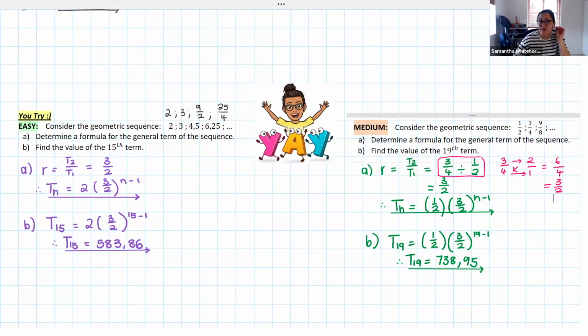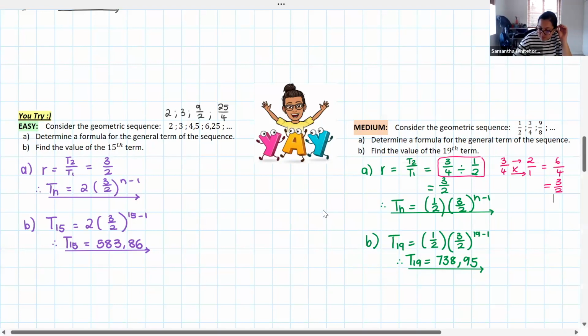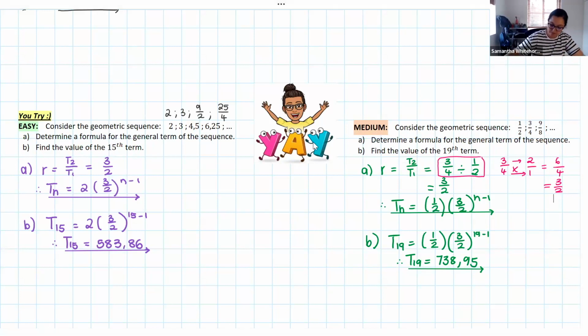Sorry, ma'am. I think I'm having a problem, ma'am, with the medium. So I put a fraction on top of another fraction, and I got something totally different from you, ma'am. Did you say 3/4 over 1/2, like that? Yes, ma'am. On your calculator? Yes, ma'am.